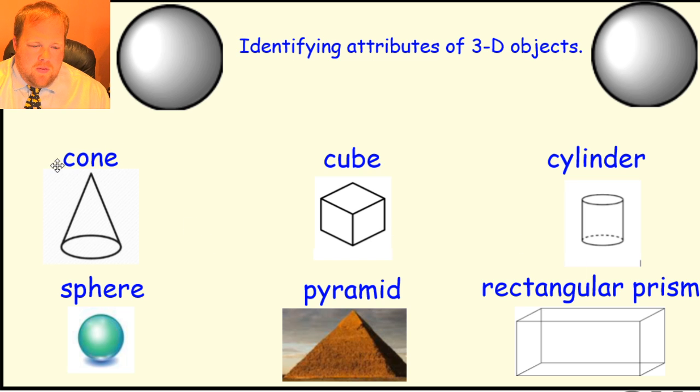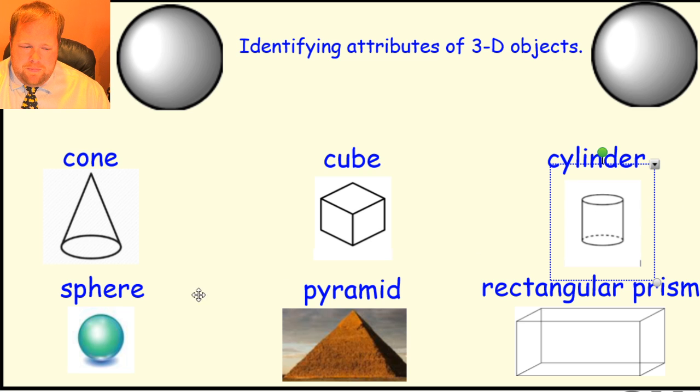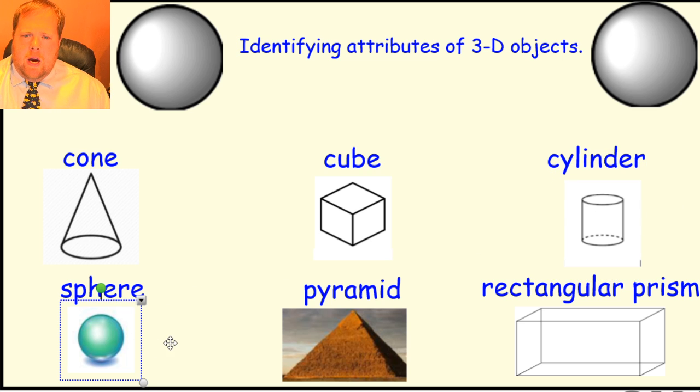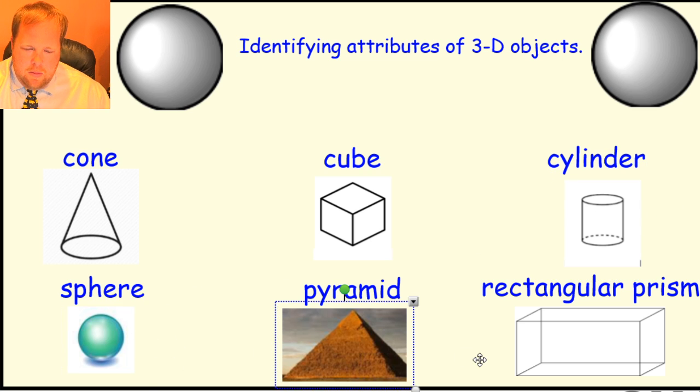Okay? So, this is a cone, right? We just saw a cone. Cube. Cylinder. Sphere. Pyramid. And finally, rectangular prism. Whoa. Maybe we'll find a rectangular prism around here.